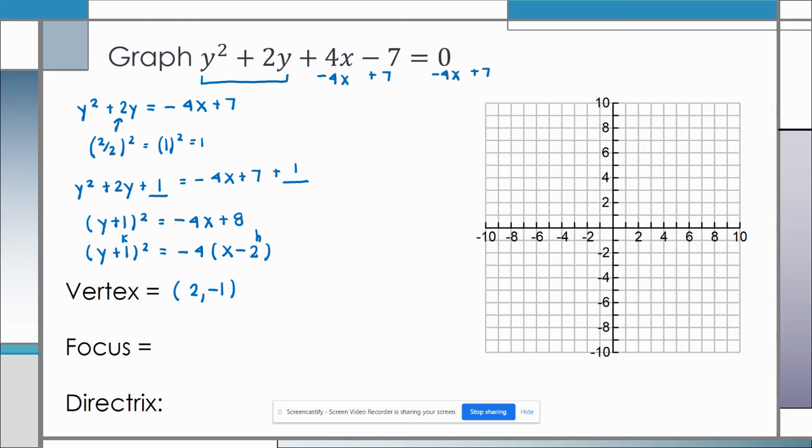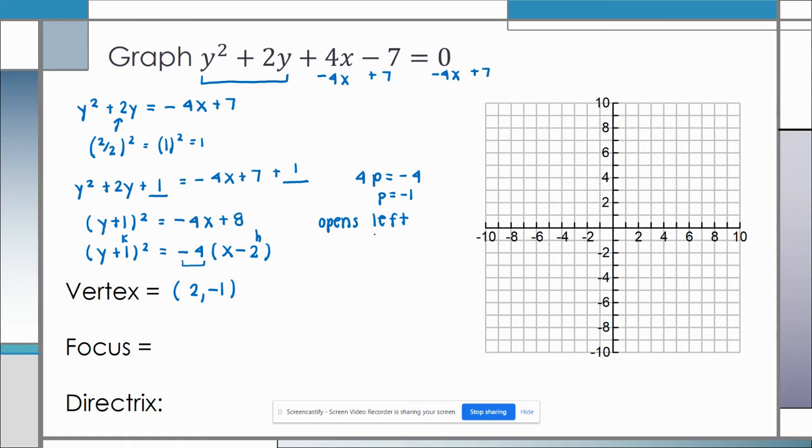Because my y term is what's being squared, that tells us that my parabola is going to be opening either to the left or to the right. Because the number that's in front of my non-squared term is a negative, realize that 4p equals negative 4. So that means that p is negative 1. Because our p value is negative, that means that our graph is going to be opening to the left.